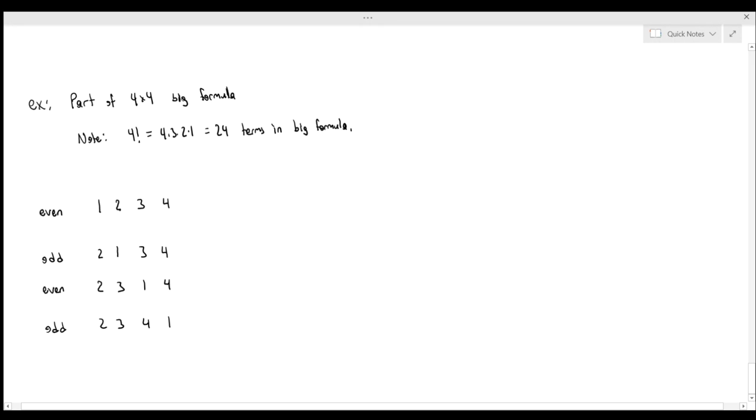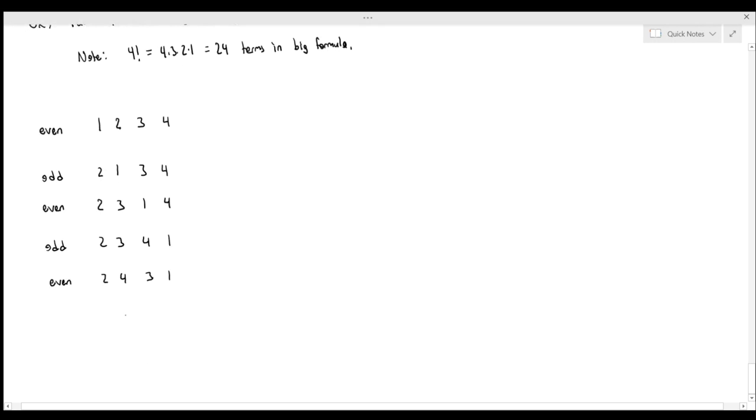And let's just do one more. So if I swap the 4 and the 3, that's a different reordering from the ones we have so far. That would now become even. So you want to find all of the possible reorderings. I've found 5 of them so far. There are 24 of them total, so you'd want to find all of them.